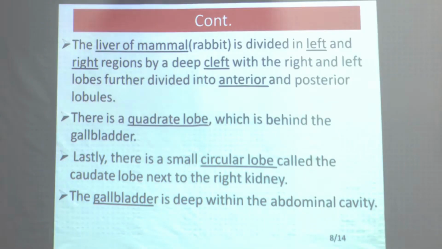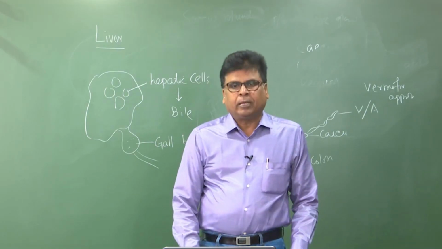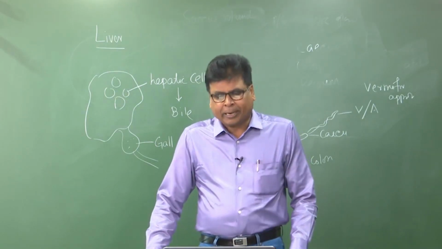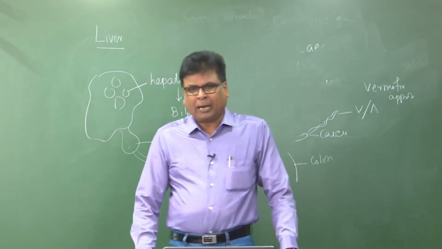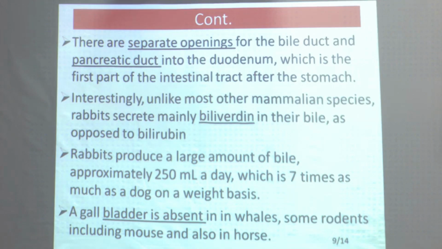There is a quadrate lobe in the case of the rabbit, which is behind the gallbladder, and lastly there is a small circular lobe called the caudate, the lobe which is present posteriorly and nearer to the kidney. So, this is known as the caudate. The gallbladder is deep within the abdominal cavity of the liver. There are separate openings for the bile duct and the pancreatic duct into the duodenum, which is the first part of the intestinal tract after the stomach.